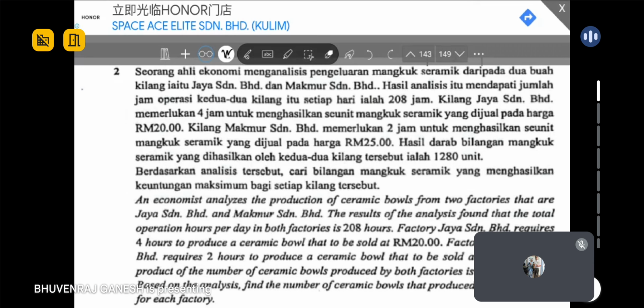Bila kamu buat anggapan pemboleh ubah kamu kena specific. Jangan kata J sama dengan Jaya. Apa tentang Jaya tu? Harga Jaya, Nombor Jaya, dia boleh jadi apa-apa. Betul. Okay, so kamu kena spesifik. Apa tentang Jaya dan apa tentang Makmur. Okay, you must be specific in your assumption. Alright, that is the main important thing.